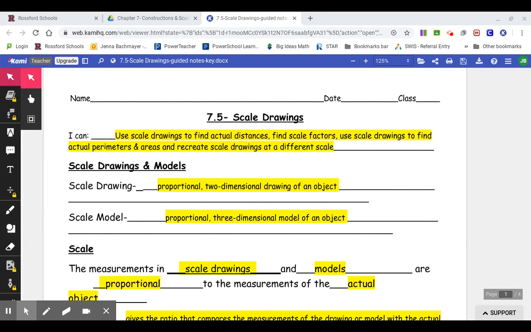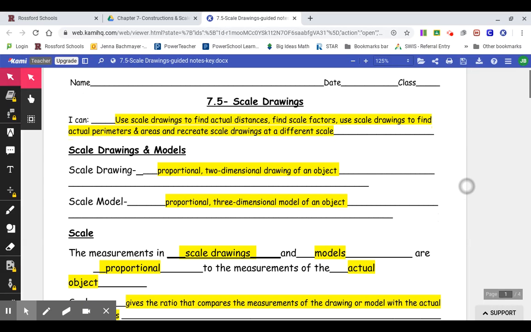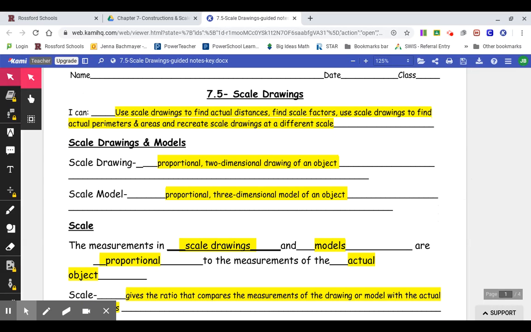Hi guys, today we are going to talk about 7.5 and we are going to be focusing on scale drawings. Our I can statement: I can use scale drawings to find actual distances, find scale factors, use scale drawings to find actual perimeters and areas, and recreate scale drawings at a different scale.